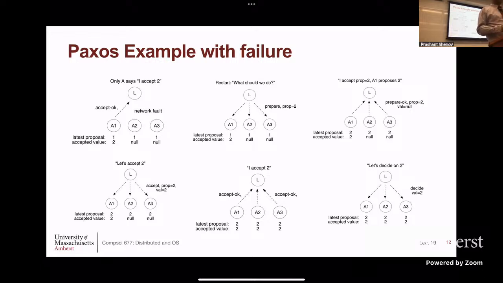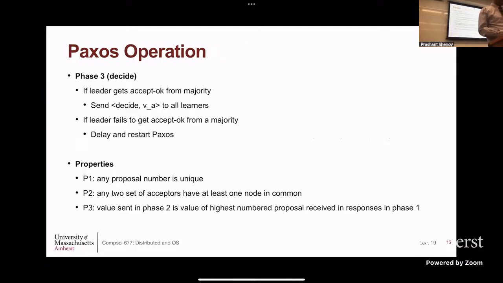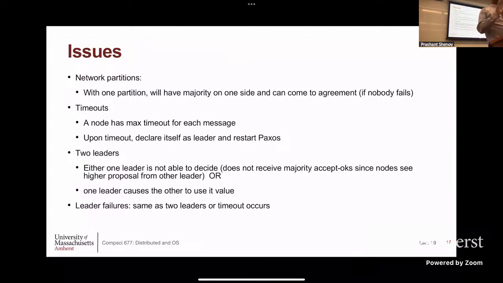Is that clear? Okay. So there are lots of failure cases like this, which I will not go into in a lot of detail, but you get the idea why you have to deal with them. Because we always stick with the majority vote, we are guaranteed that only one leader can make progress. That's the basic idea. Yes.